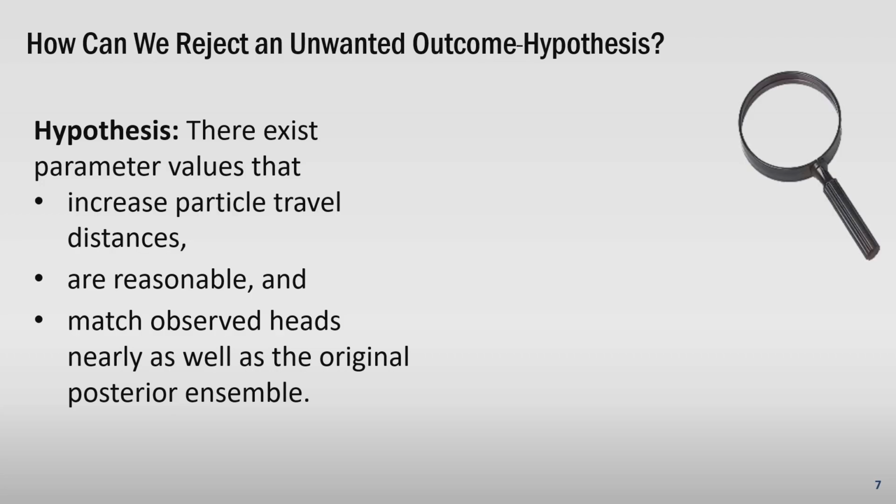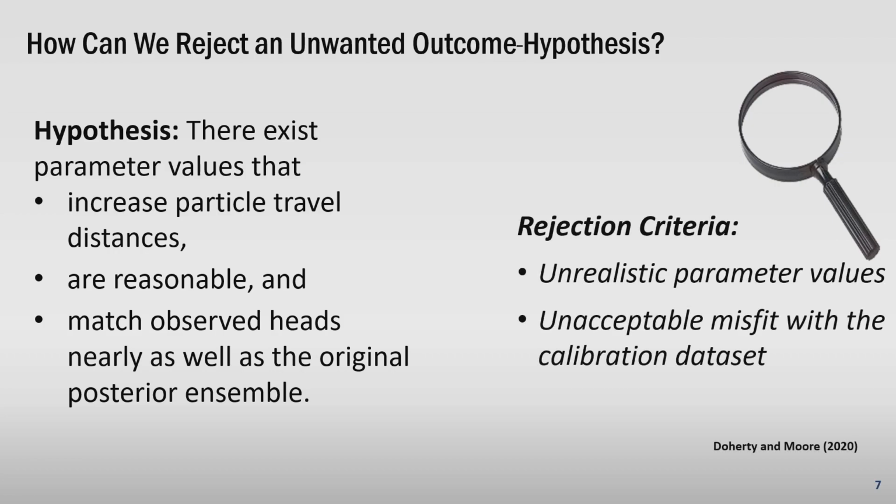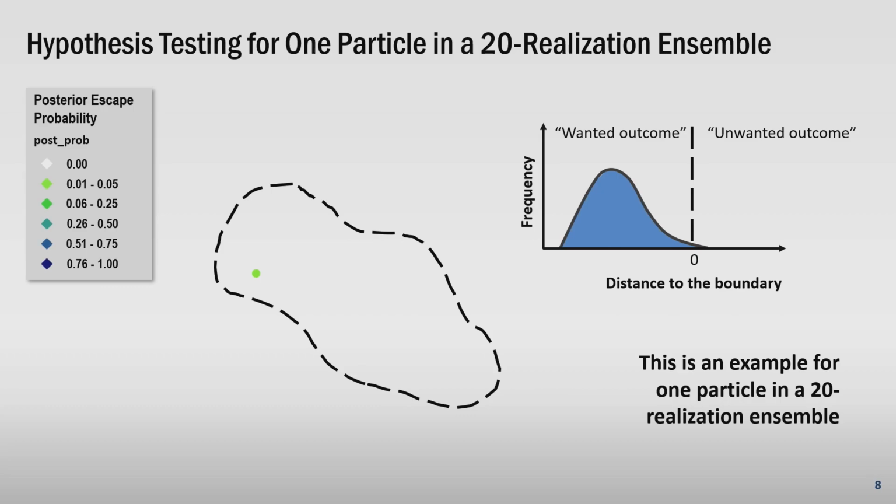So we will then have a rejection criteria based on having unrealistic parameter values or having an unacceptable misfit with the calibration dataset. John and Catherine presented a very nice summary or framework on quantifying predictive uncertainty back in 2020, and that was one part of the framework that helped us to conceptualize all this work. So let's now go into detail on what we did.